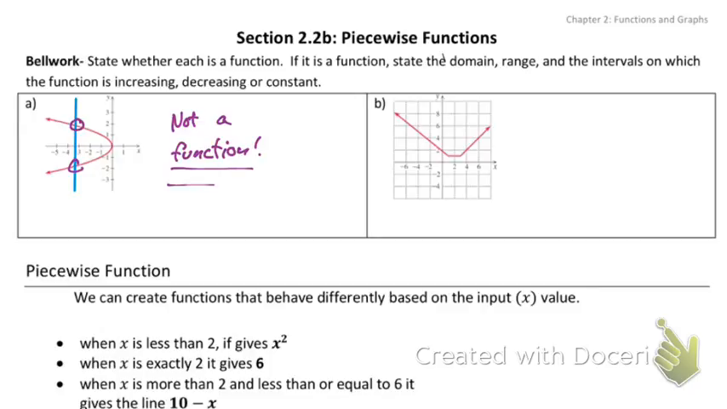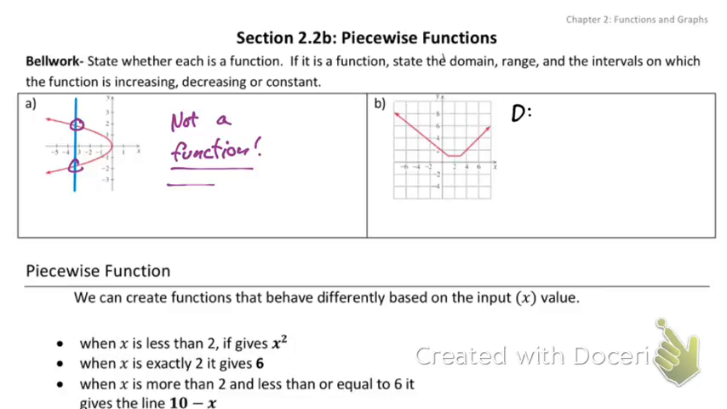The second one is a function because it passes the vertical line test. No matter where I draw a vertical line, it's only going to hit once. If I draw it there, it hits once. If I draw it here, it hits once. Anywhere you draw it, it'll only hit once. So it is a function, so we do have to state the domain and range and the intervals in which all of those things are happening. Let's go right to the domain. Can someone give me the domain of this function?